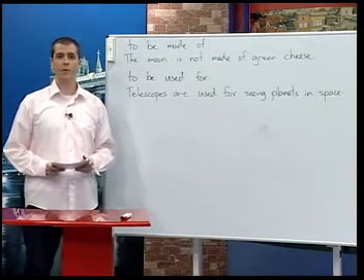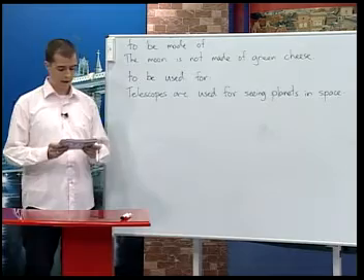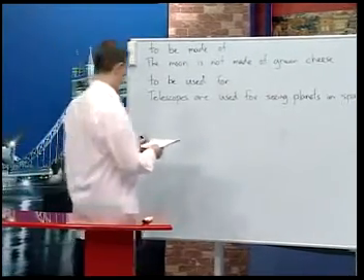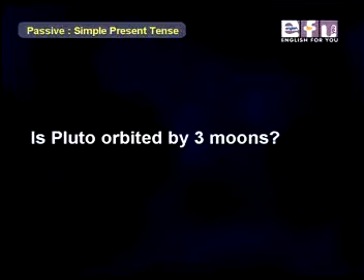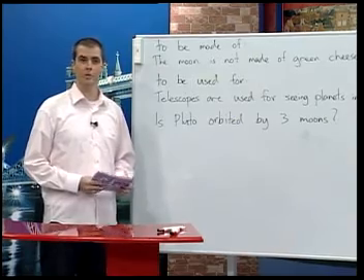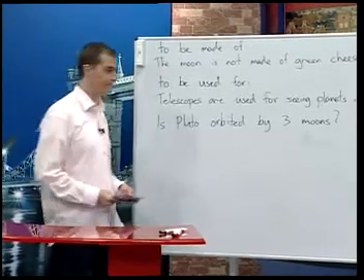And of course we can make questions using the passive. And these questions begin with is or are. Here's an example. Is Pluto orbited by 3 moons? Is Pluto orbited by 3 moons? Well, let's practice these.